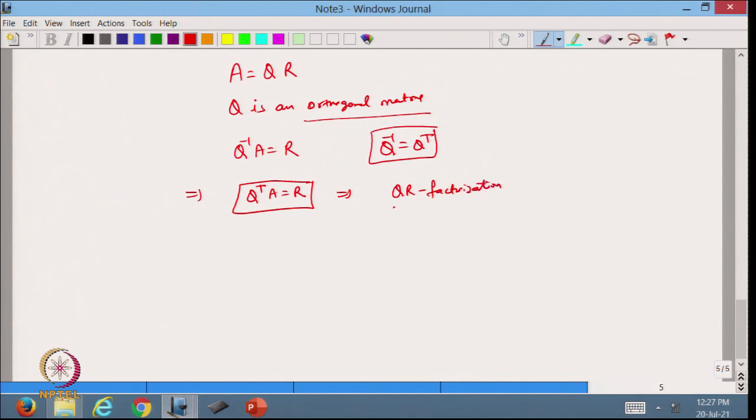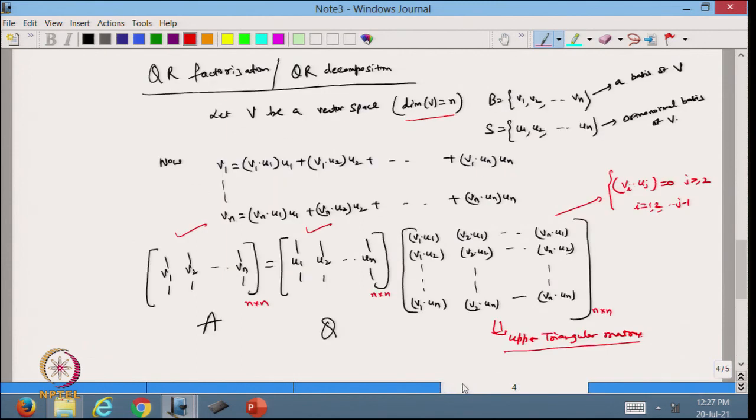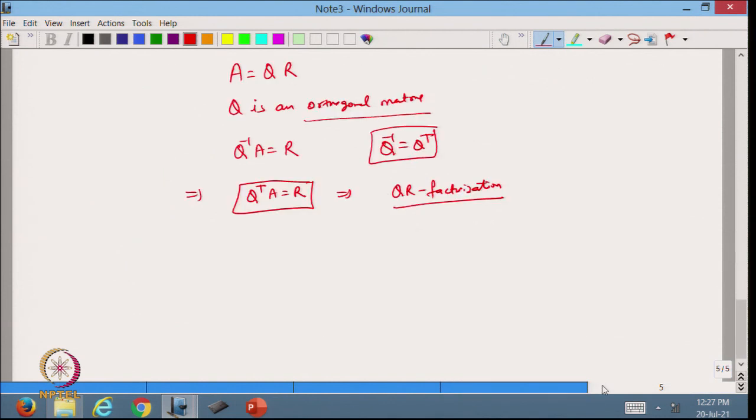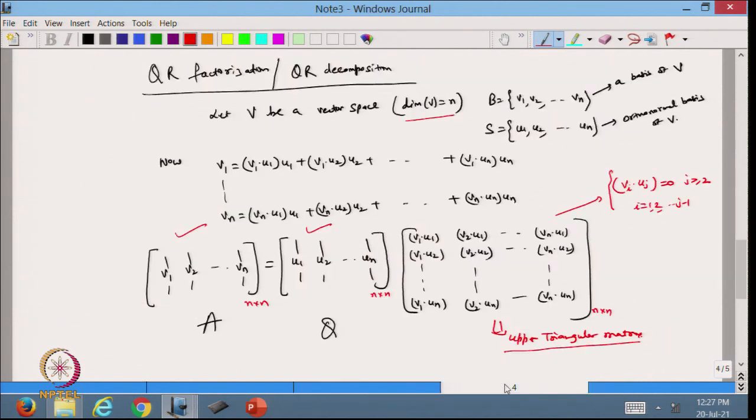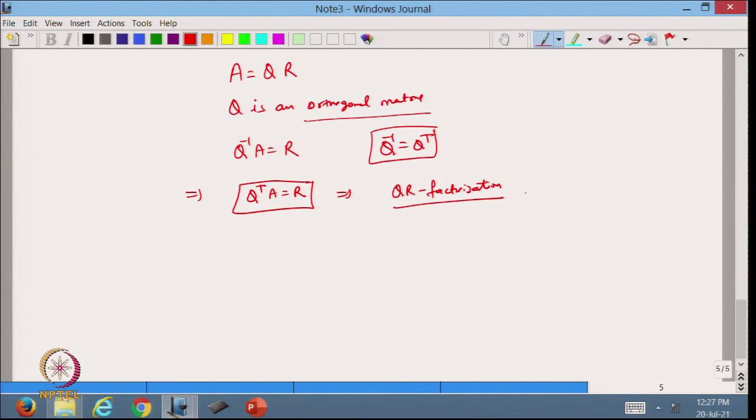So, it means I am able to factorize my given matrix A into the product of two matrices, Q and R, where Q is the orthogonal matrix corresponding to the orthonormal basis, and R is my upper triangular matrix. This is all we can discuss about the QR factorization, and we can also verify this for a given matrix, the Q and R. That we will discuss in the next lecture.